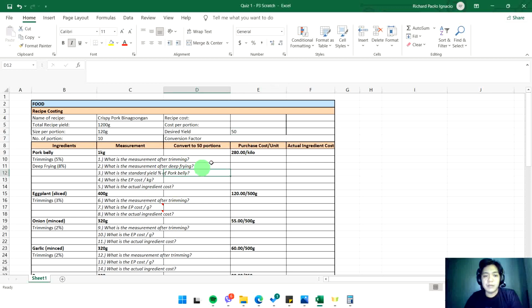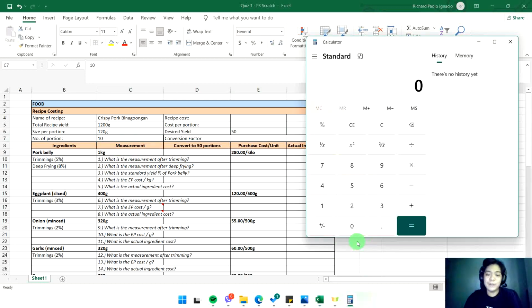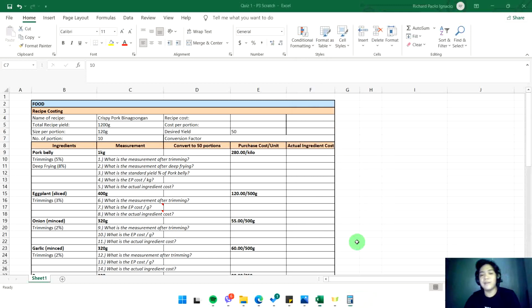So in this case, our desired yield is 50 and the number of portions that we have is 10. So para mapadali ang buhay natin, gagamit tayo ng calculator. 50 divided by 10, that's 5. Ganon lang kasimple ang conversion factor, 5.